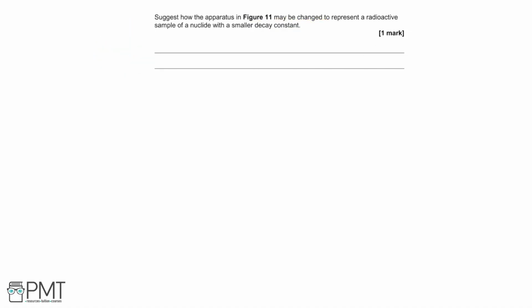The next part of the question says, suggest how the apparatus in figure 11 may be changed to represent a radioactive sample of a nuclide with a smaller decay constant. In order to answer this question, we need to consider the properties of an exponential decay, specifically that the time rate of change of the depth of water is going to be equal to minus lambda multiplied by d. This is similar to the equation for activity, which defines the rate of change of the depth of the water.